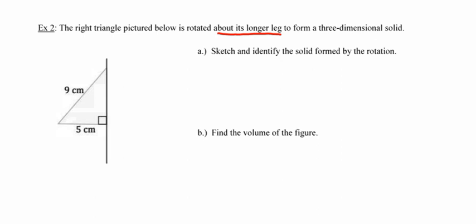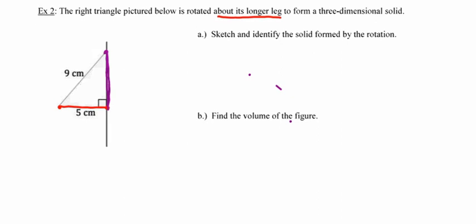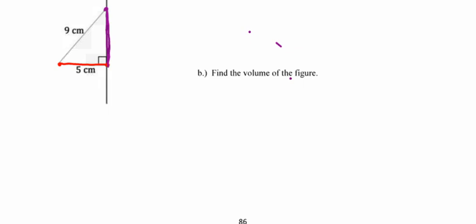So if I look at this picture, one of the legs is 5. This other leg is here in purple. We don't know it. In order to determine which one of those legs is the longer of the two, we're going to have to do some Pythagorean theorem. So I'm going to do a little a squared plus b squared equals c squared here.